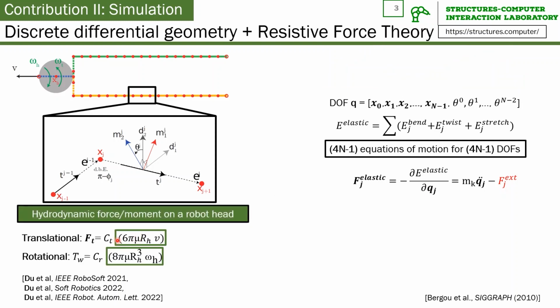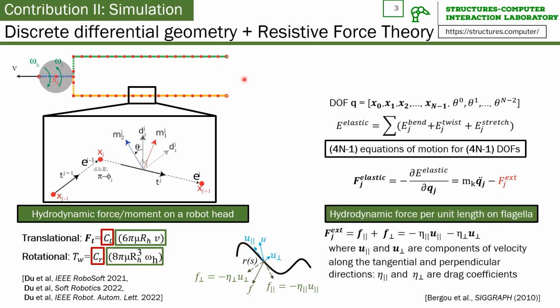Stokes' law tells us the hydrodynamic force and moment on a spherical robot head, as shown in the rectangles. But our robot head is not exactly spherical, so we use C_T and C_R as fitting parameters, where T stands for translational and R stands for rotational. According to RFT, the hydrodynamic force on flagella is equal to minus the drag coefficient along the tangential direction of the velocity at each node, multiplied by the corresponding velocity, minus the drag coefficient along the perpendicular direction of the velocity, multiplied by the corresponding velocity.